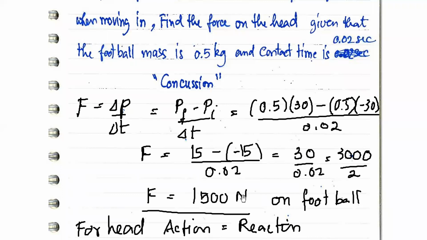And because of action and reaction, the same force is acting on the head. And you see, the force acting on the head is like the weight of two people. 1,500 newtons is equal to the weight of a mass of 150 kilograms acting on your head.